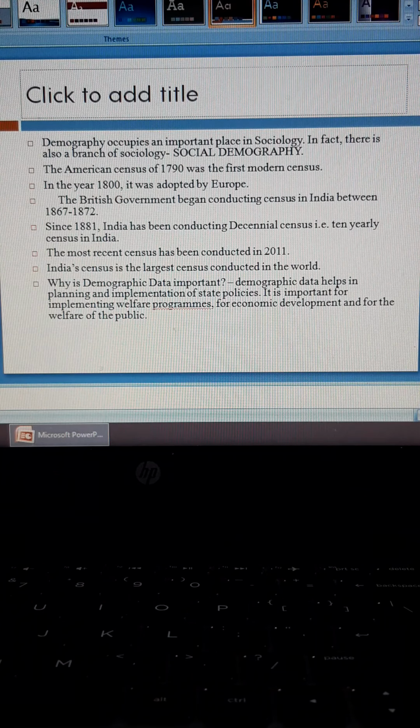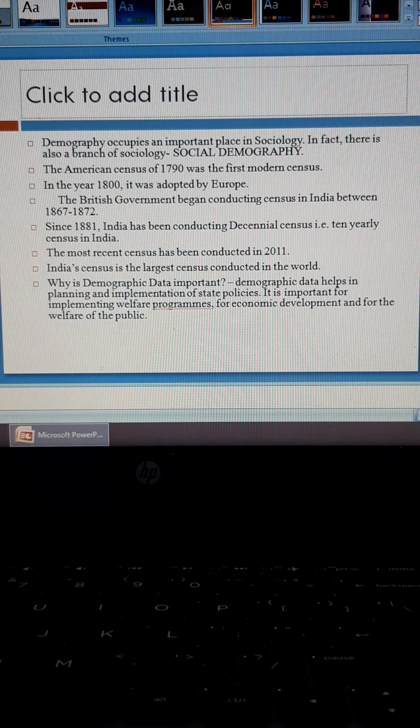Next point, why is demographic data important? Demographic data helps in planning and implementation of state policies. Unless we know how many poor people there are, how many rich people, how many females and how many males, we cannot really implement welfare programs for these sections of people. So demography gives data which helps in planning the implementation of state policies.